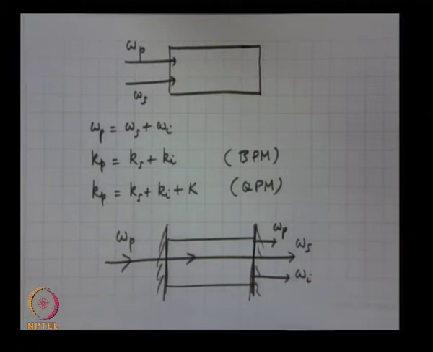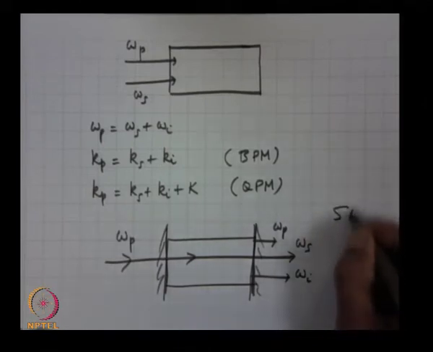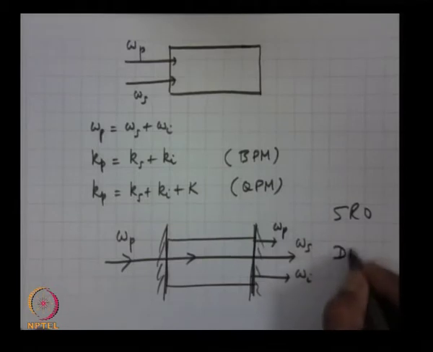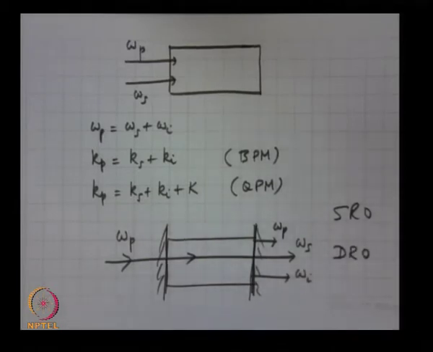Okay, so I can have a situation where both are oscillating, and that's called a doubly resonant oscillator. So you have a singly resonant oscillator and a doubly resonant oscillator. In a doubly resonant oscillator, both the signal and the idler are resonating inside the crystal. Both are forming standing wave patterns inside the cavity. The mirrors have high reflectivities both at omega s and at omega i.